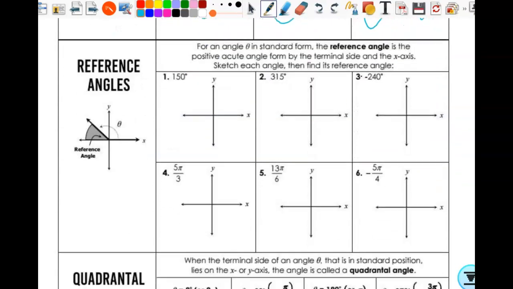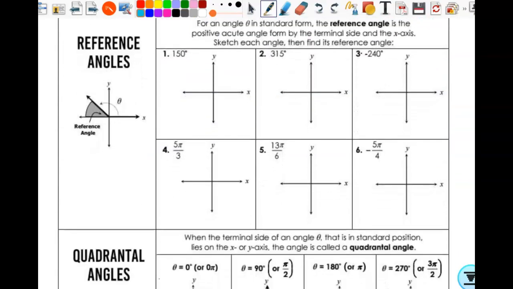Okay, reference angles. Reference angles are going to become hugely important to us because we have to know a whole lot of things. But if we know what we need to know about our specific reference angles, then that's going to apply to every angle that uses it as a reference angle. That's why it's important to understand what they are and how to find them. For an angle theta, in standard form, the reference angle is the positive acute angle formed by the terminal side and the x-axis, not the y-axis, the x-axis. It is the shortest way back to the x-axis.